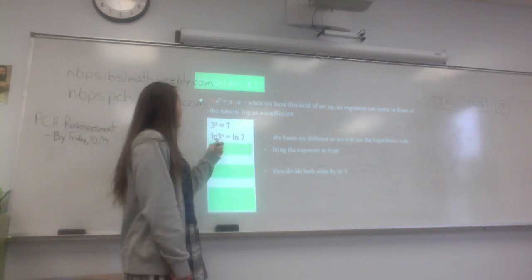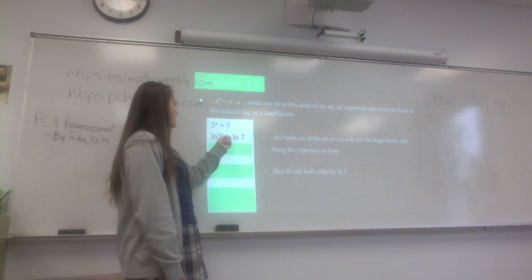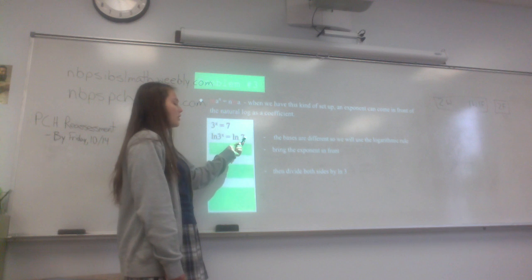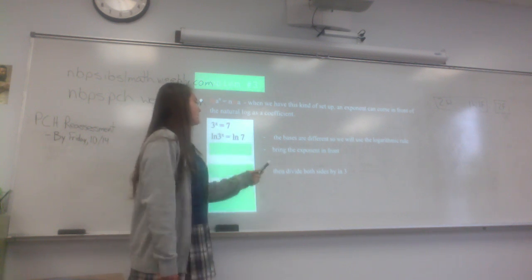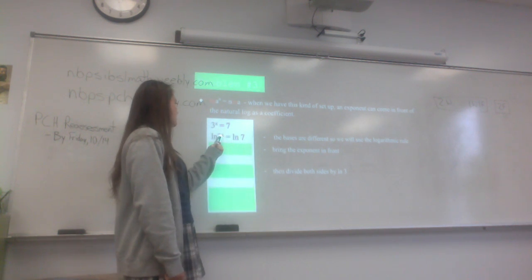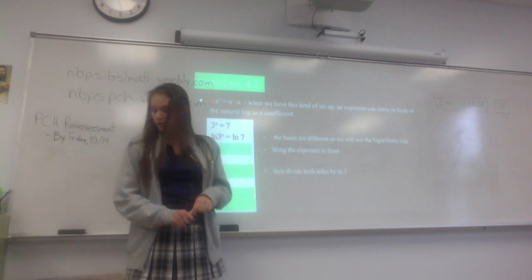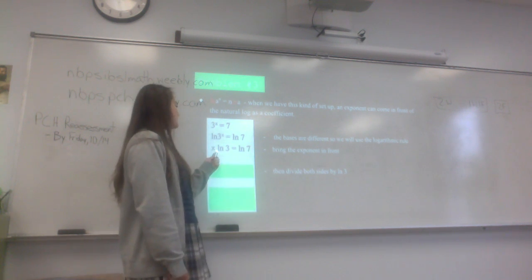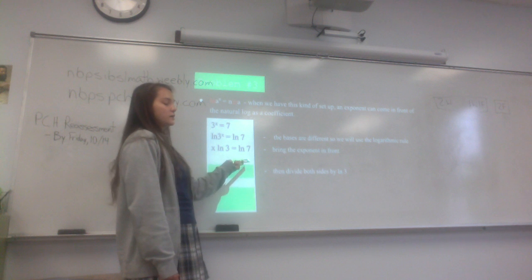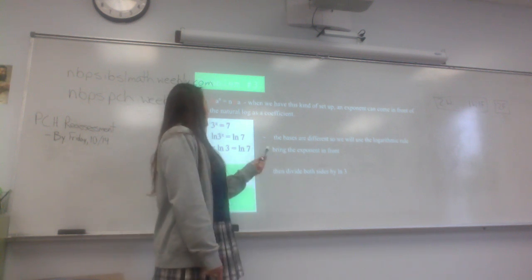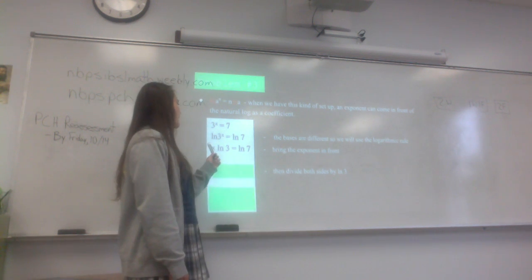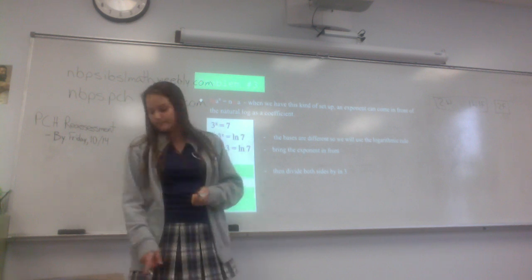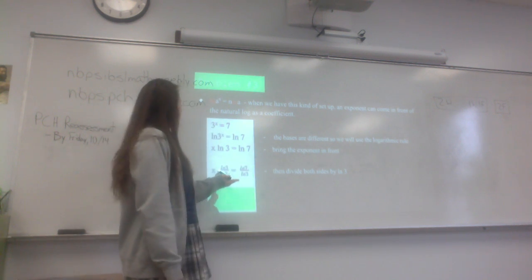So we'll write natural log of 3 to the x power equals natural log of 7. And we bring the exponent in front, which is x, right here, as you can see in the next step. So we have x times natural log of 3 equals natural log of 7. Now we have to divide both sides by natural log of 3, which is shown right here.